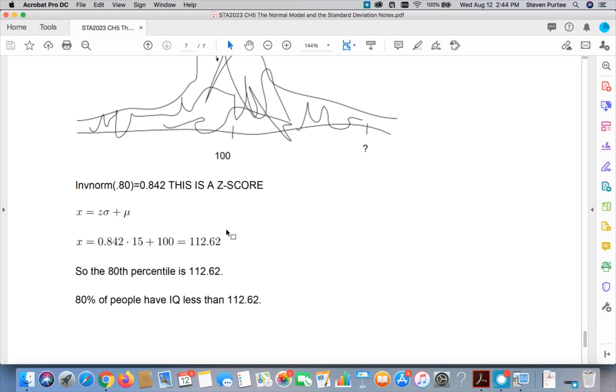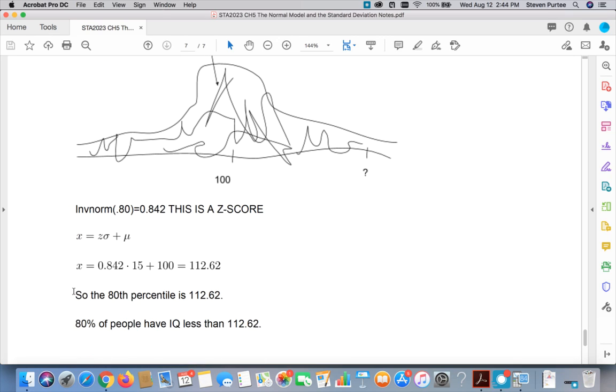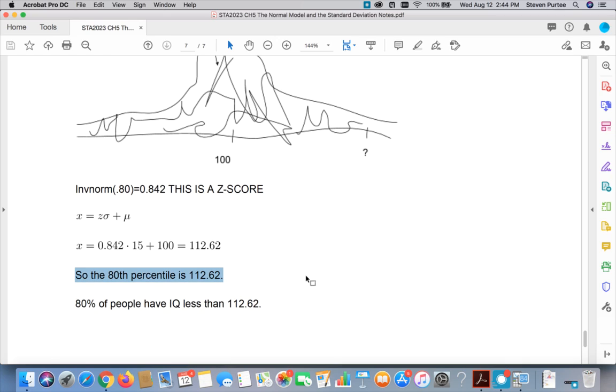And I get 112. Now the question here doesn't just say find the 80th percent. It says find and interpret. So this is not an answer right here. That's not an interpretation. The interpretation is 80% of people have IQ less than that value. That's what it means to be the 80th percentile.